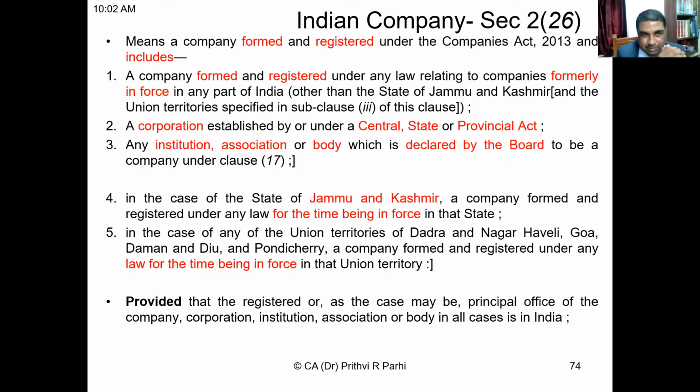Okay, point number three, the third point. Any institution, association, or body which is declared by the Board to be a company under sub-clause 17. So this is the power given to the Central Board of Direct Taxes. Board here means CBDT. It can declare any association, institution, or body as a company. If it declares, then that will be a company.